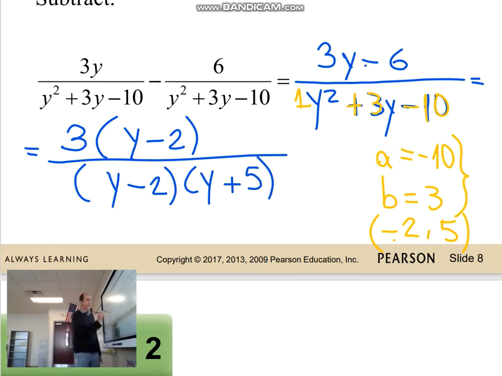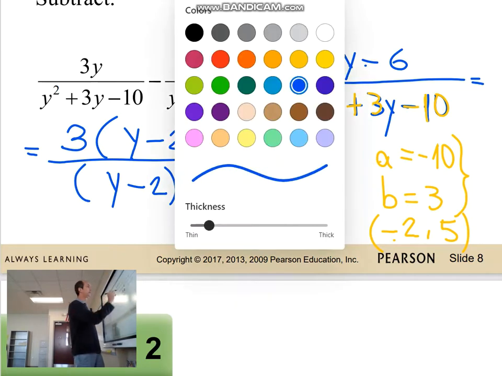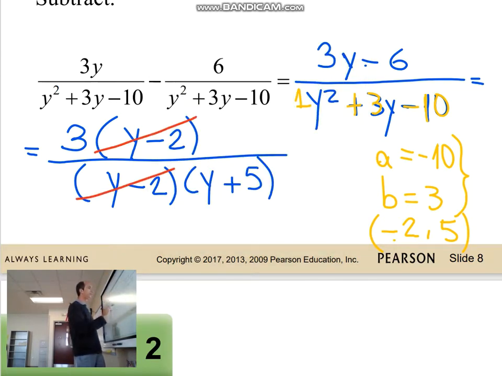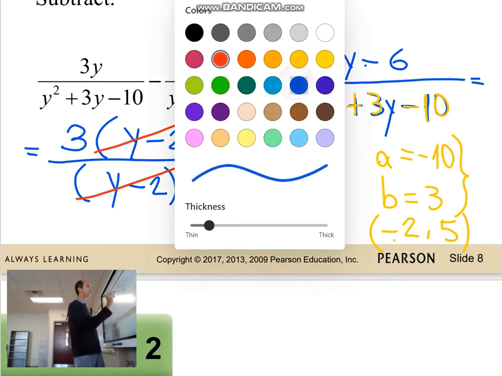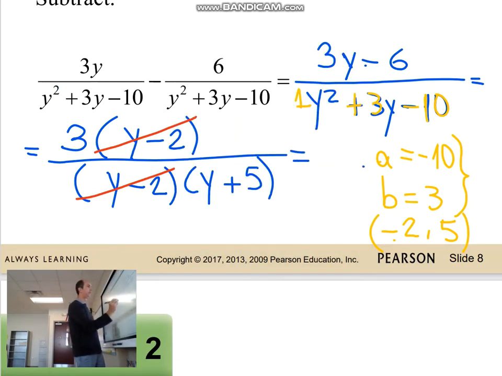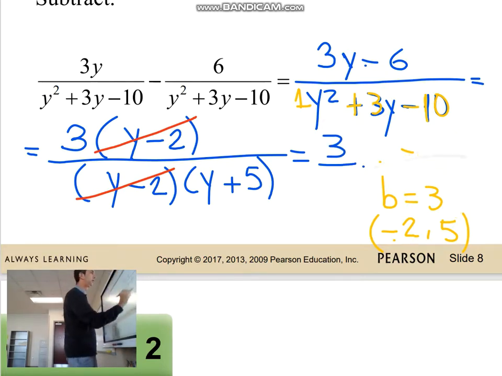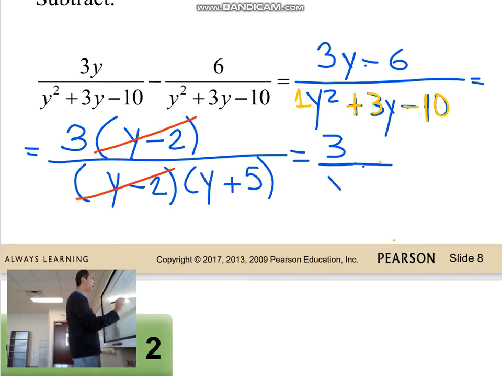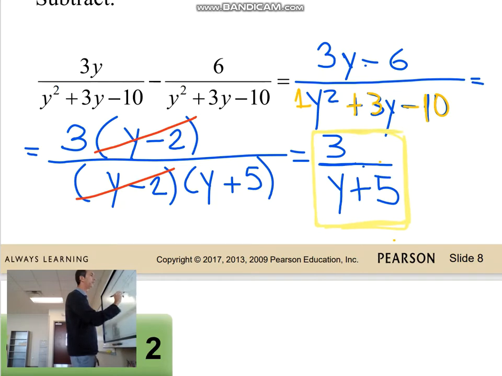Cool. This is cool because you can cancel out y minus 2 and y minus 2, and the final answer is going to be a much simpler thing. Let me erase this so it's not too confusing. We factored it out, you don't need it anymore. So 3 over what? y plus 5. This is the final answer. It's the simplest rational expression possible after we perform the subtraction. Okay?